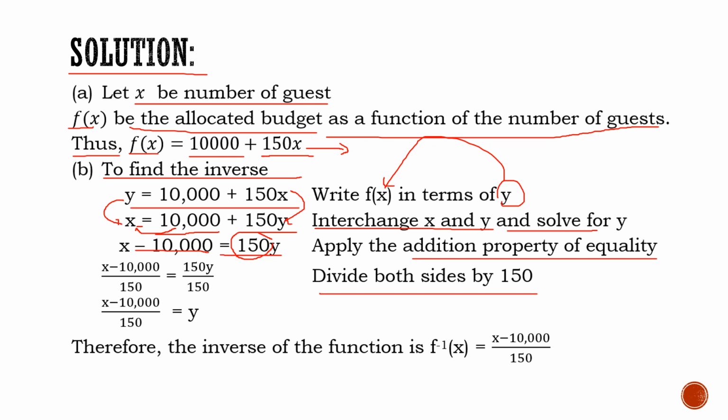So your 150 here will be cancelled out because 150 over 150 is now equal to 1. So your y is equal to x minus 10,000 over 150. So that's how we deal with this one. So your inverse function now is equal to x minus 10,000 over 150.